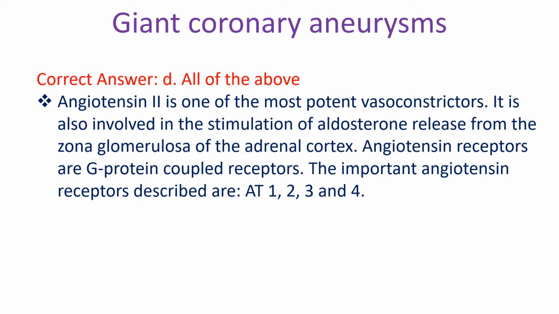All of the above. Angiotensin II is one of the most potent vasoconstrictors. It is also involved in the stimulation of aldosterone release from the zona glomerulosa of the adrenal cortex. Angiotensin receptors are G protein coupled receptors. The important angiotensin receptors described are AT1, AT2, AT3 and AT4.